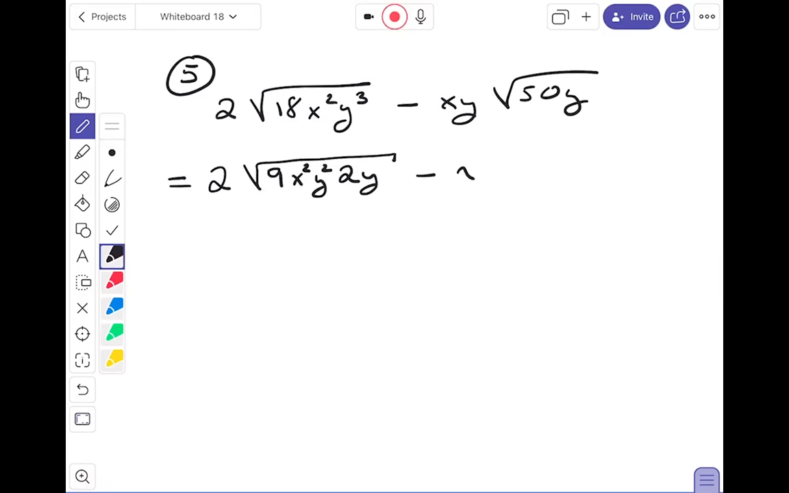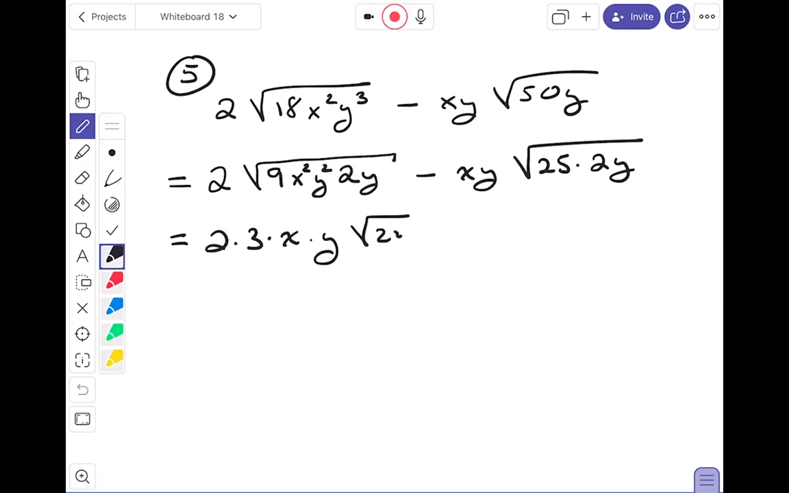Let's keep going. I'm looking at the 50. It contains 25 as a perfect square, 2y. Let's do this. 2. What's the square root of 9? 3. In this classroom, the square root of x squared is x, and the square root of y squared is y. We left off with the root of 2y. Let's do the next one, xy. What's the root of 25? It's 5. And we left off with root of 2y.